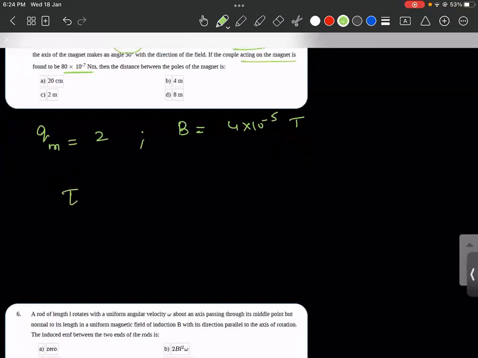So couple is basically you're talking about the torque. So torque is equal to mB sin theta. But what is the value of magnetic dipole moment in terms of pole strength? I need an answer.